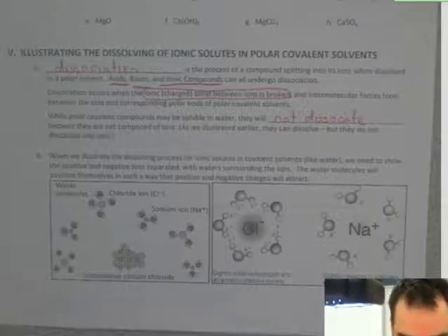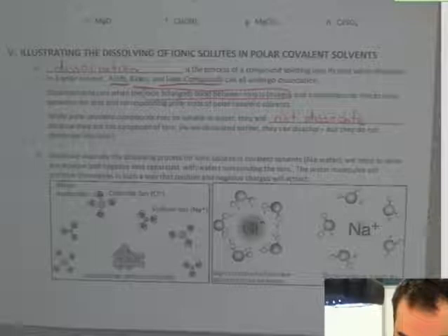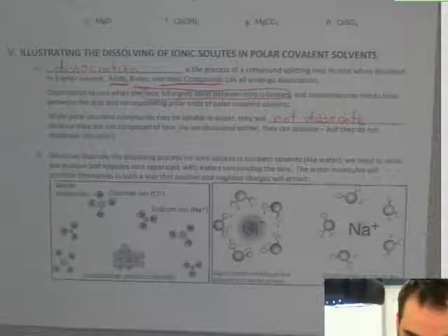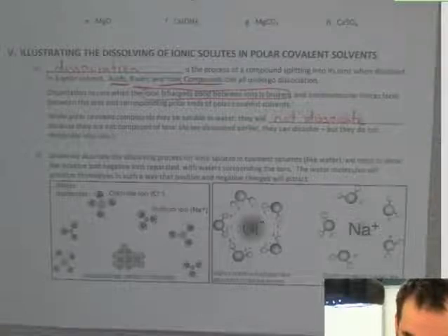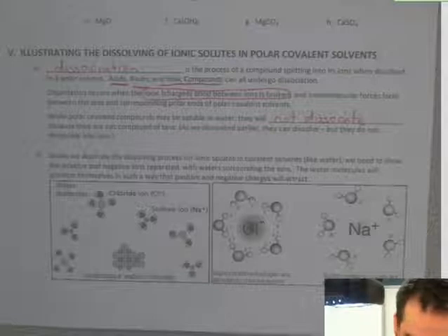So, we will illustrate the dissolving process for ionic solutes in covalent solvents like water. You need to show the positive and negative ends separated. Okay, and the water molecules will position themselves around the ions so that they will attract.